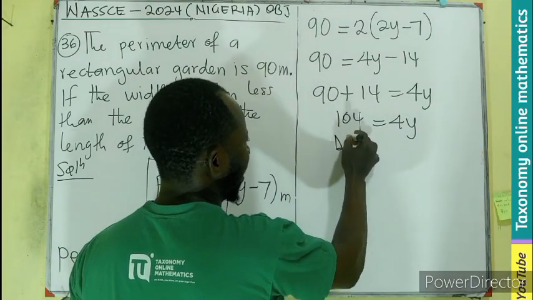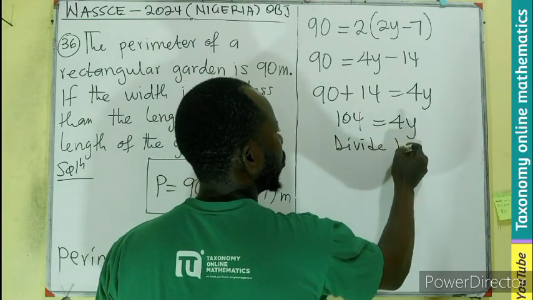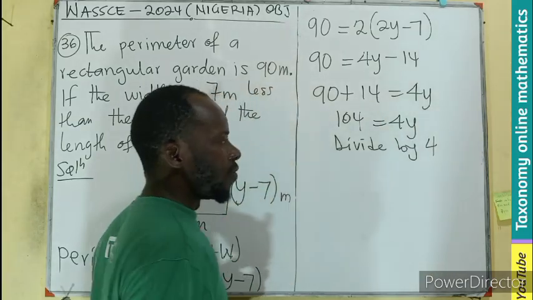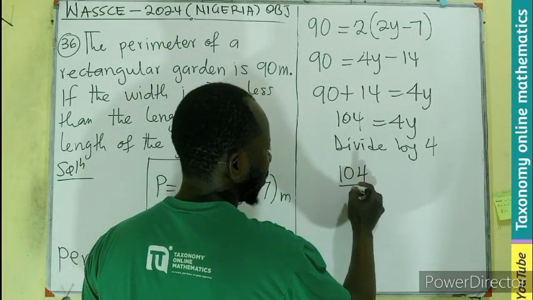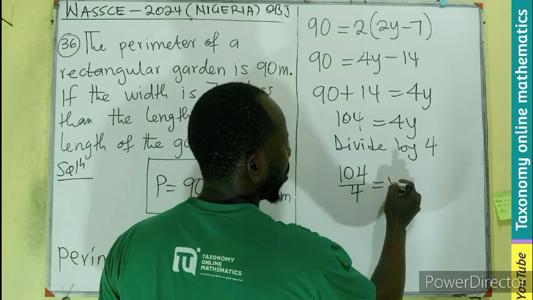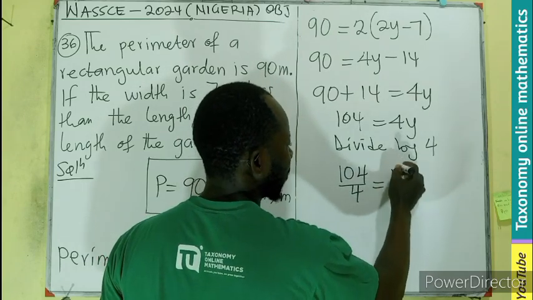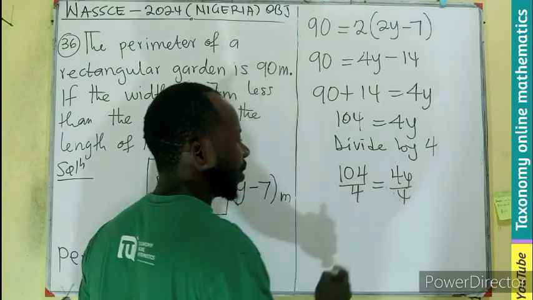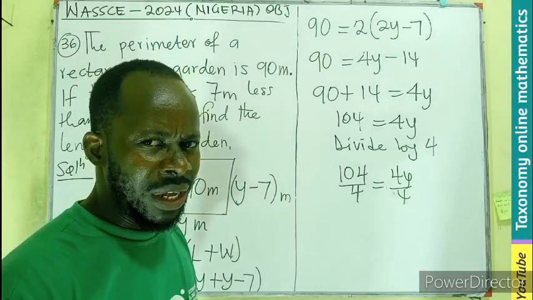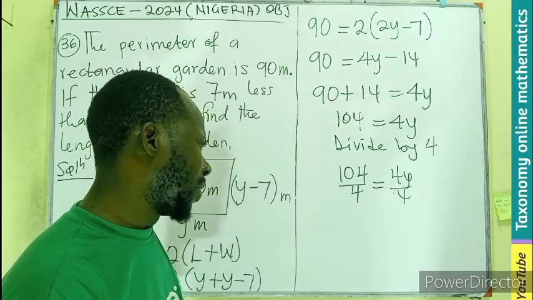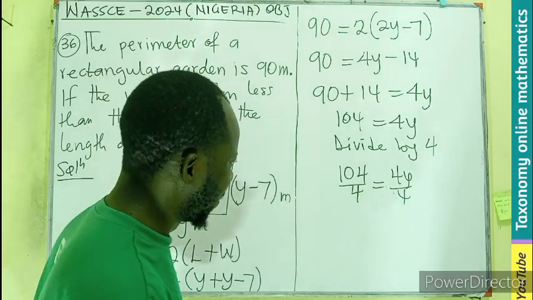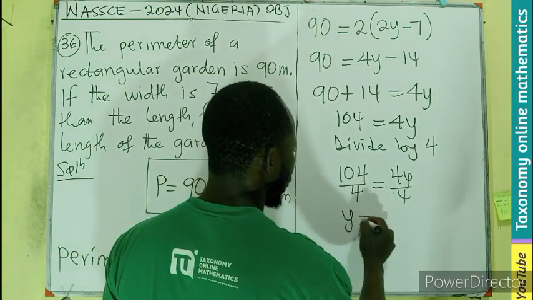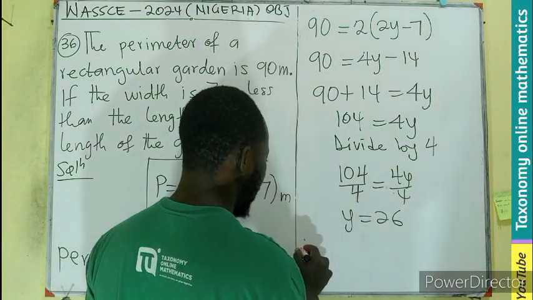We need to divide both sides by the coefficient of y, which is 4. Meaning 104 divided by 4 equals 4y divided by what? 4. I believe 4 can go into 10 2 times with a remainder of 2. So that will be 26. So our y is going to be 26.